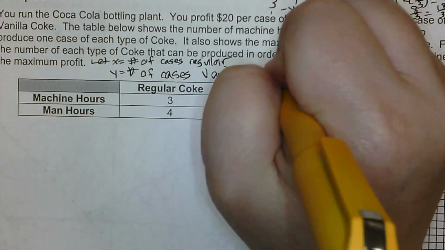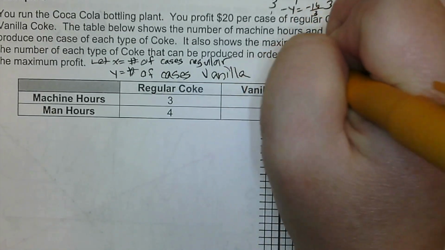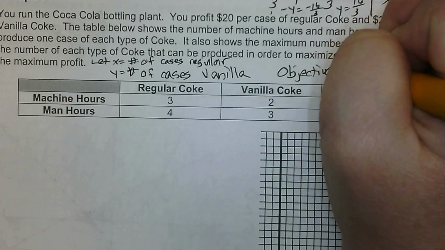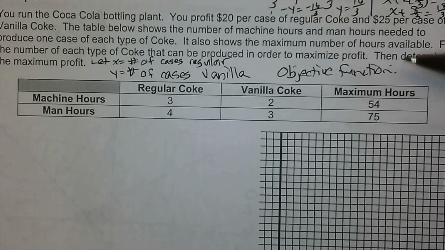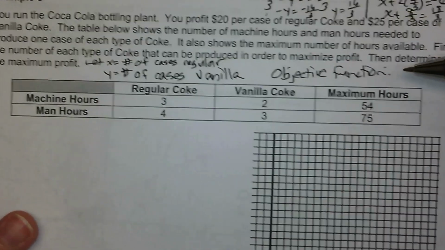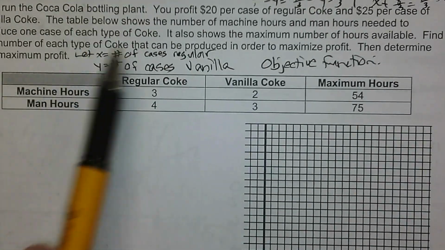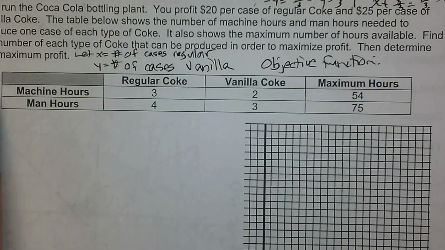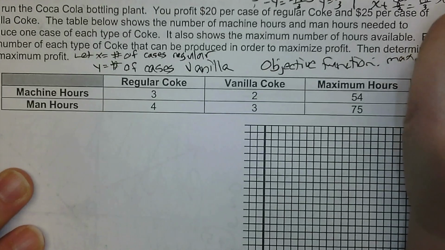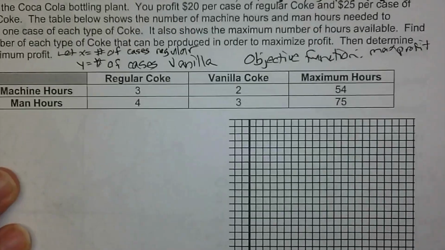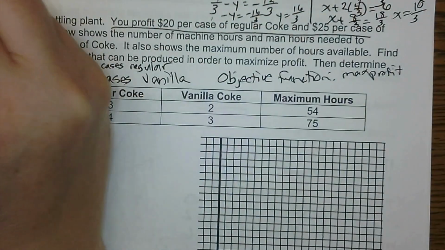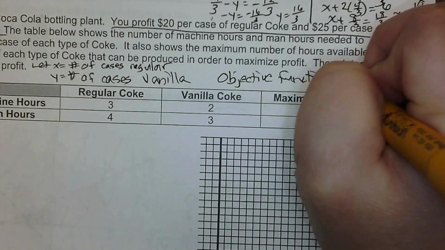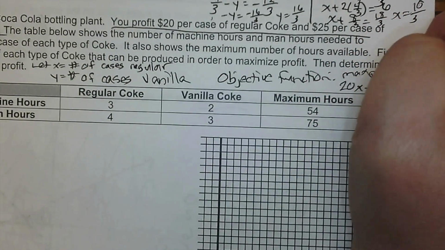Okay, our objective function, I'm going to put that one up here too. I just have a feeling here space might be limited down here, so I'm trying to put some of it up here, the ones that are kind of not needed for the moment. The objective function: find the number of each type of Coke that can be produced to maximize profit. So max profit. So we need a profit equation where $20 per case of regular and $25 for vanilla. So 20x plus 25y.